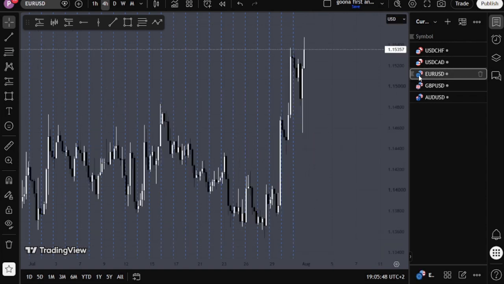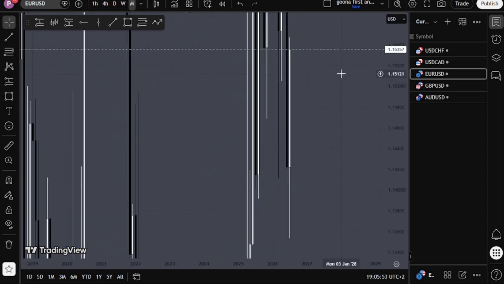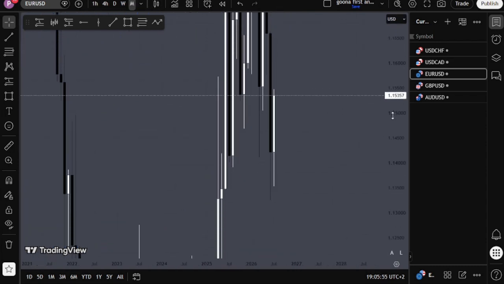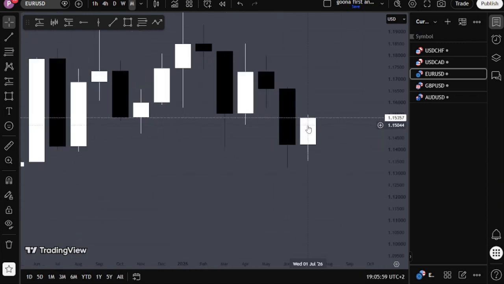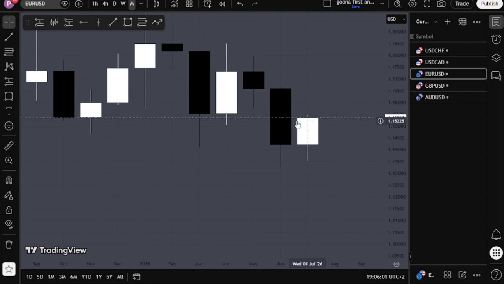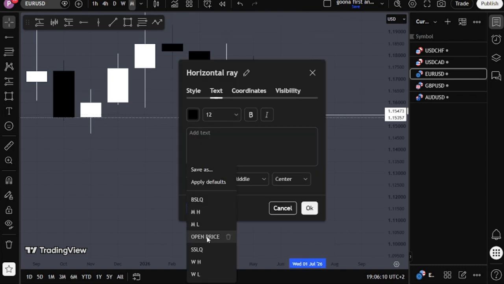Euro USD. See now, this bullish candlestick closed right in the middle of the previous bearish candlestick.